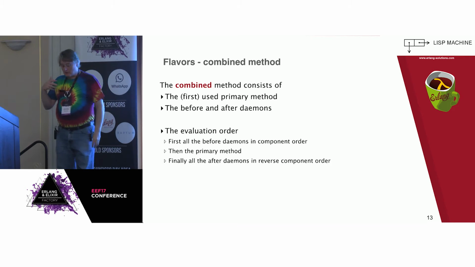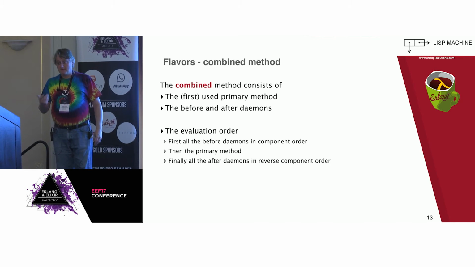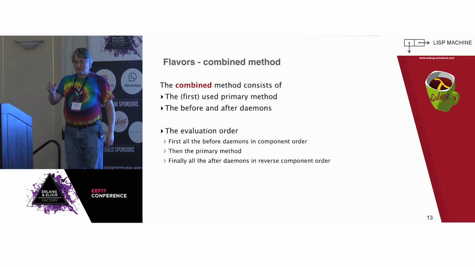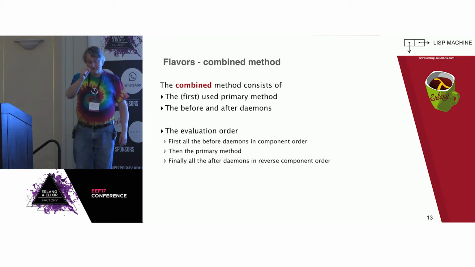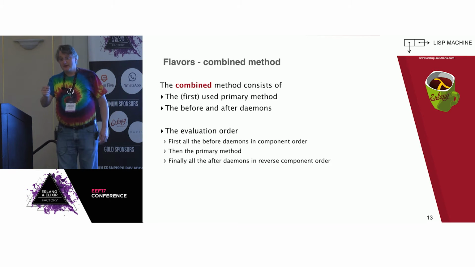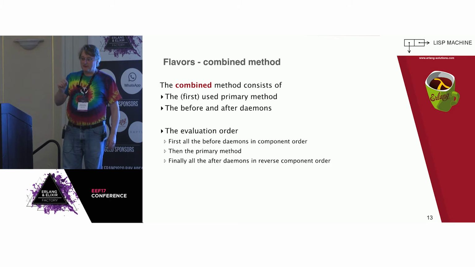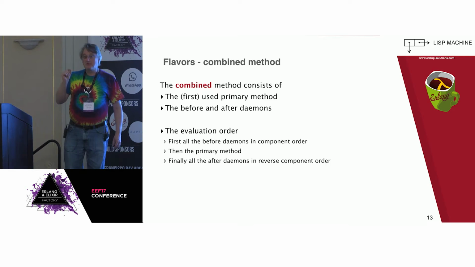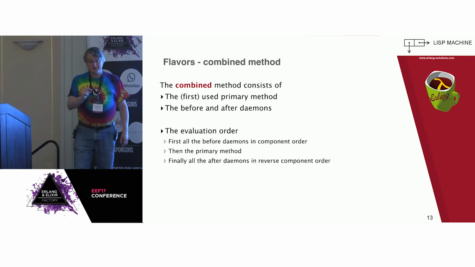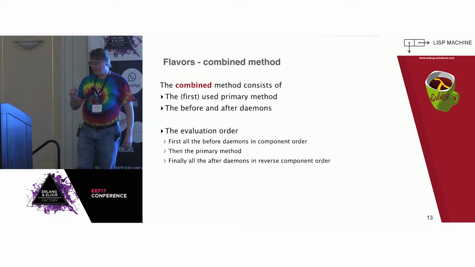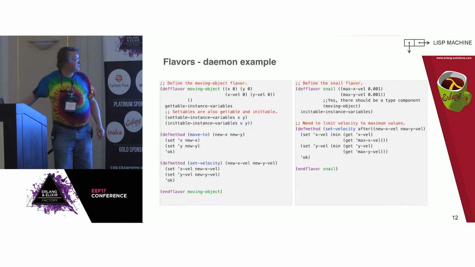So what happens is when I call that method, I'm first going to evaluate all the before daemons for that method, then the primary method, and then the after daemons defined for that method. And the before daemons will be in the ordered list of components, and the after daemons will be in the reverse order. So I can always plug something in here. I might not be able to plug in the method, but I can plug in a daemon to make sure I can get access when things happen. And that's what this example here was.